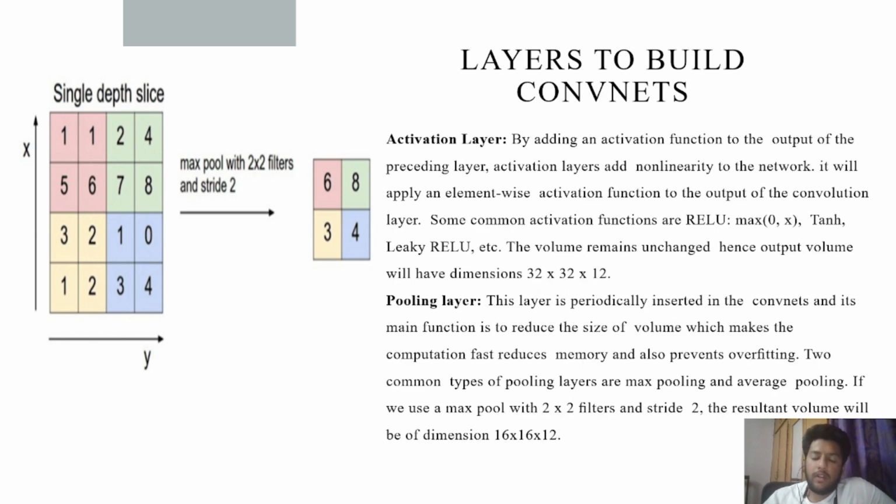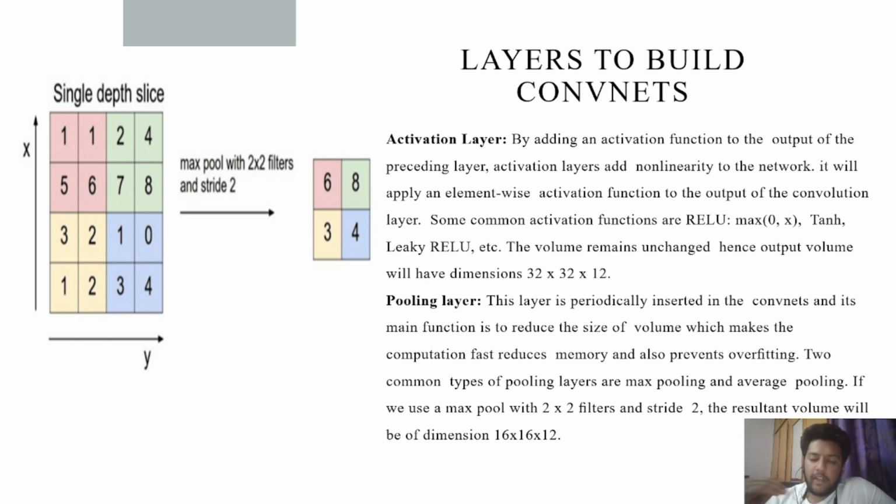Next we come to the activation layer. After the input layer and the convolutional layers, we have an activation layer wherein, by adding an activation function to the output of the preceding layer, the activation layers add non-linearity to the network. That is, it doesn't become a simple neural network, it stays a convolutional neural network. It applies an element-wise activation function to the output of the convolutional layer. Some common activation functions are ReLU, that is, maximum of 0 comma x at that particular point, or leaky ReLU or sigmoid, etc.